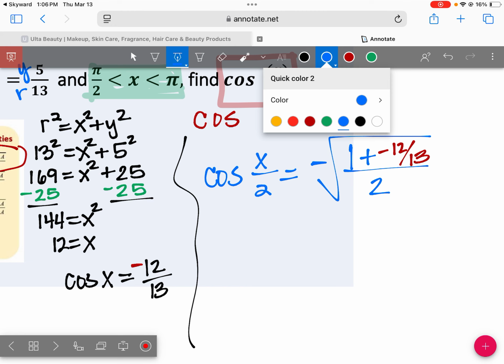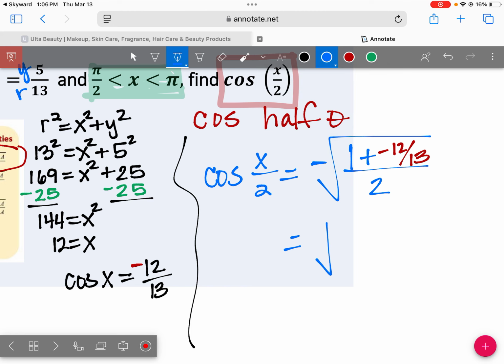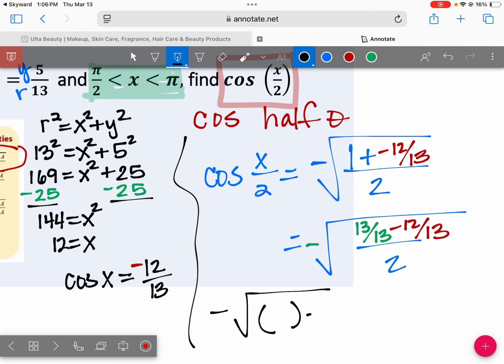So in order to subtract a fraction, though, we have to have a common denominator. So instead of writing it as 1, what do you think I'm going to rewrite the 1 as? 13 over 13. So now we can subtract.